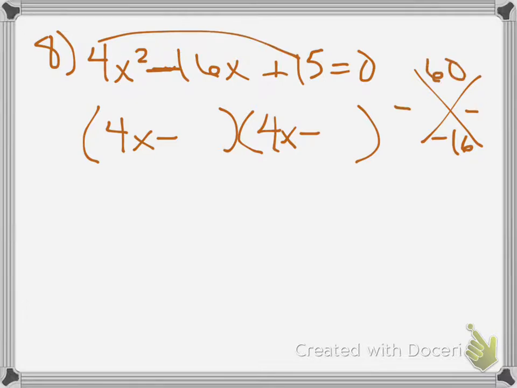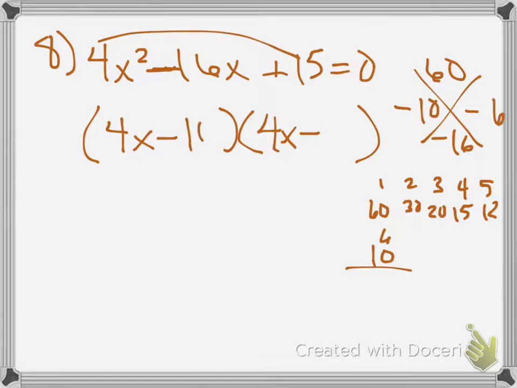I got minus minus. Factors of 60 are 1 and 60, 2 and 30, 3 and 20, 4 and 15, 5 and 12, 6 and 10. Okay, 6 plus 10 is 16, so guess what? There is my answer, 10 and 6, and set them equal to 0.